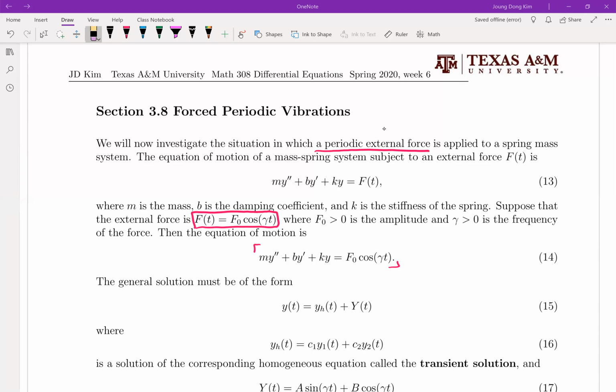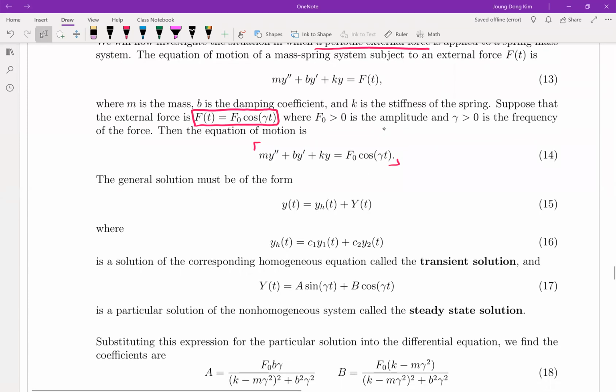For this case, as you remember from sections 3.1 through 3.5, there are two parts of the solution. The first one is the solution for the corresponding homogeneous equation, and we have to find the particular solution. I'm talking about this capital Y. So let's start from the corresponding homogeneous equation. We are familiar with this one. This can be found by the characteristic equation, but we're going to say it is the transient solution.